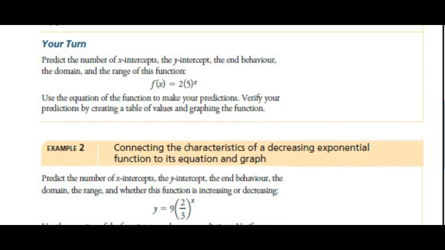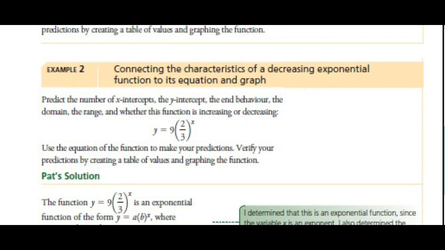2 times 5 to the x, what are the characteristics of that? You should be able to answer that now, right? You know that the y-intercept is 2 and that its growth goes Quadrant 2 to Quadrant 1, it's increasing. 9 times 2/3 to the x, is it increasing or decreasing? Decreasing, right? Because every time you move along, you're getting 2/3 of the previous number. What does the 9 do? That's your y-intercept, right? So your y-intercept is 9, and then your next number is going to be 2/3 of 9, and then your next number is going to be 2/3 of that, and then 2/3 of that. So it's decay, right? Because it's less than 1.